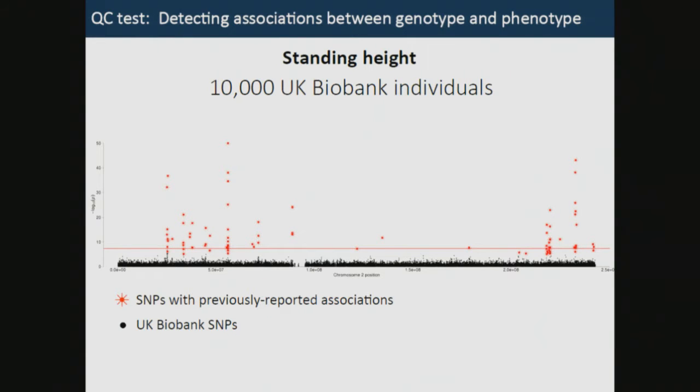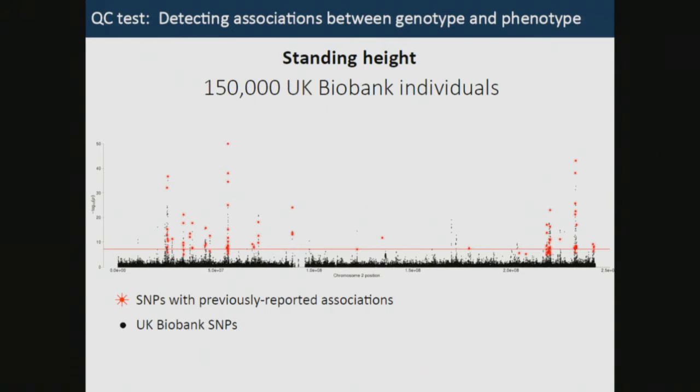And with 10,000, you don't see very much. If we then increase to 150,000, and this was the data set that was released back in 2015, you can start to see some of these black dots are going above the line. And some of them, or many of them, are in the positions that we already knew. Then we can take it a step further. We can go up to 350,000.